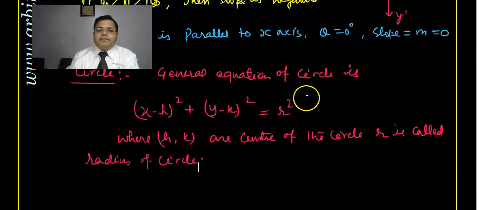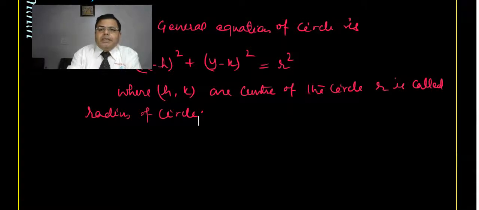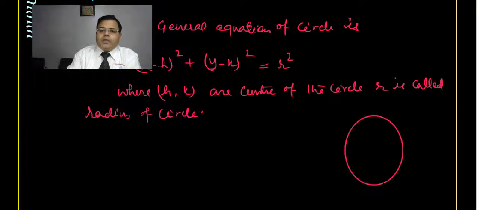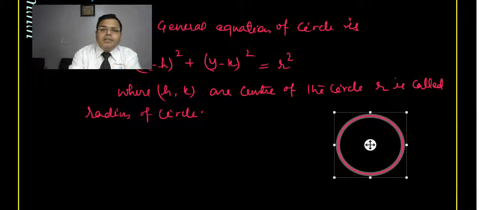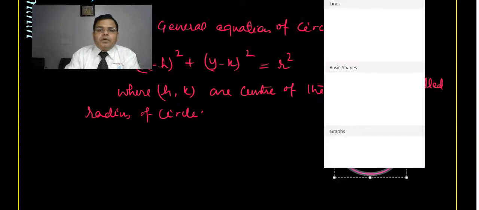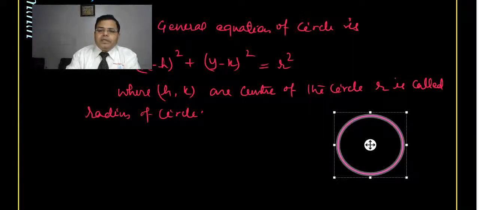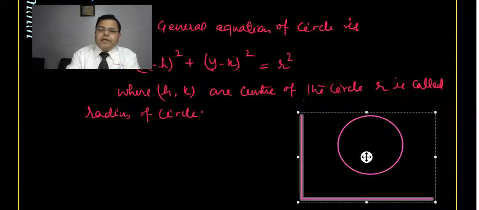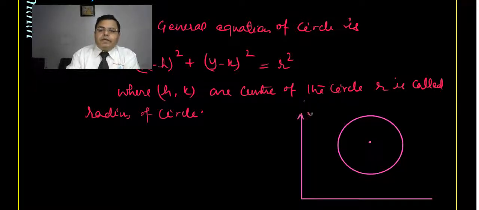So here, in a quadrant system, the circle can be anywhere. If the circle is like this, then h and k are the center and r is the radius. In any quadrant system, if I plot one, this is the x-axis, this is the y-axis, and this is the origin.